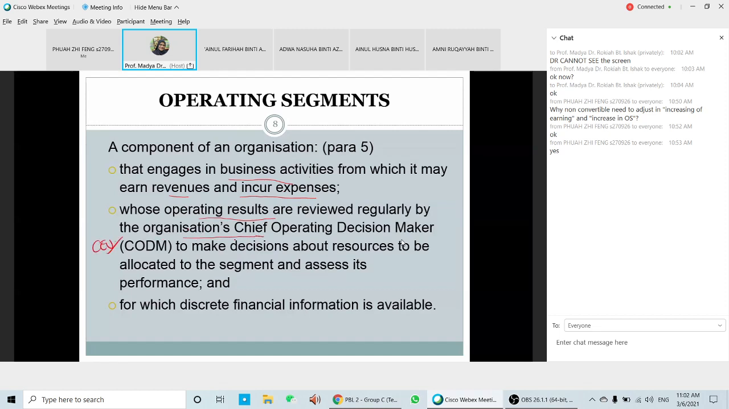The CODM makes decisions about resources to be allocated to the segment and assesses its performance, and it also has separate financial information available. This one is only for the company, but they also provide segmental reporting. So the first criterion: you have a business activity of its own that earns its own revenue and incurs expense. The second criterion: it is monitored by the CODM. The third criterion: they publish their own financial information.